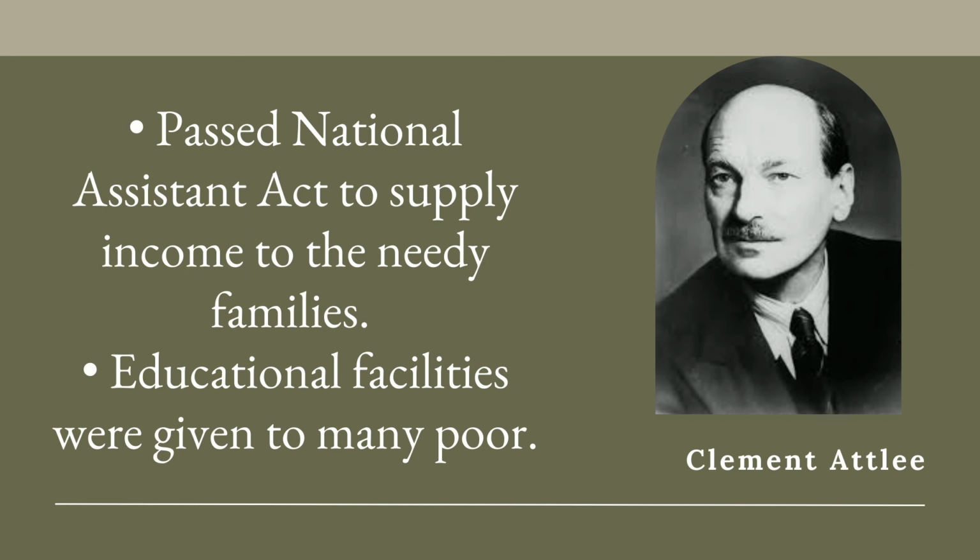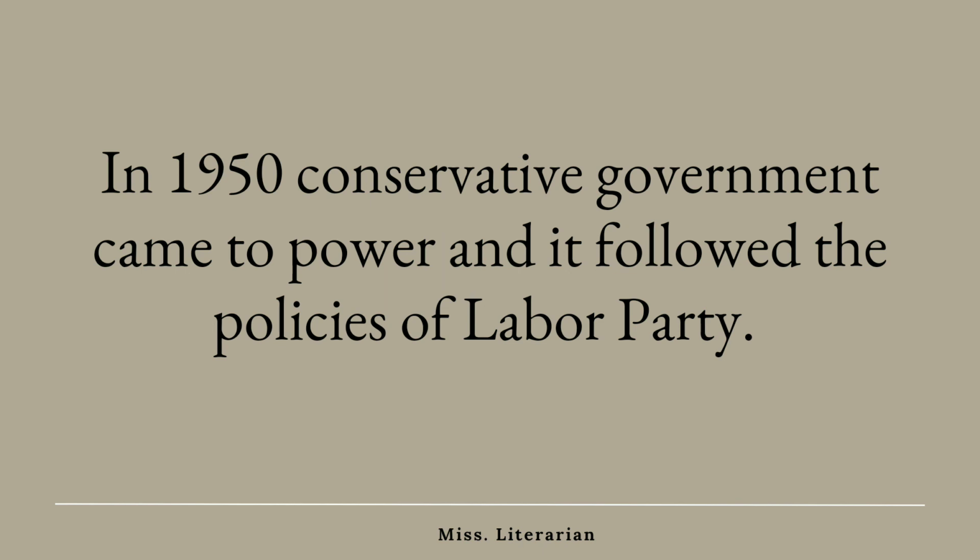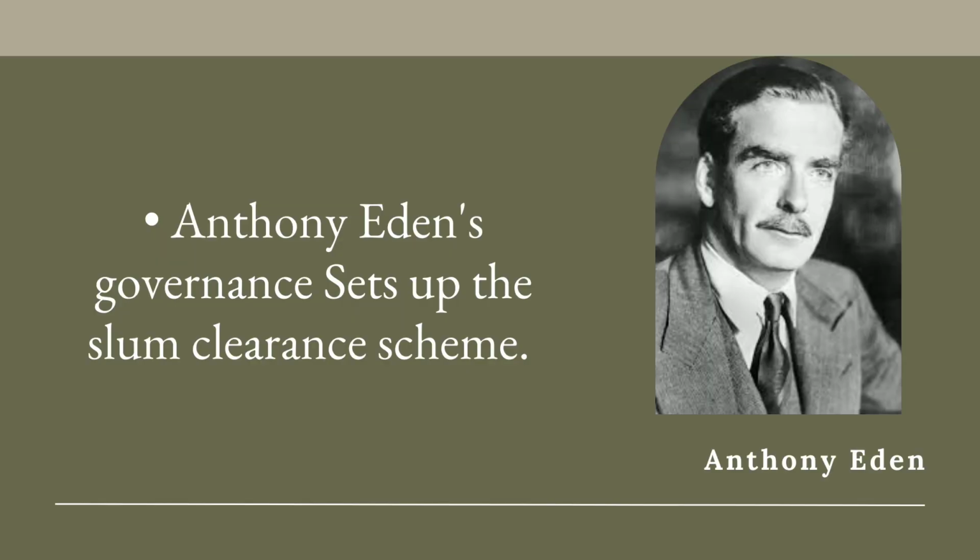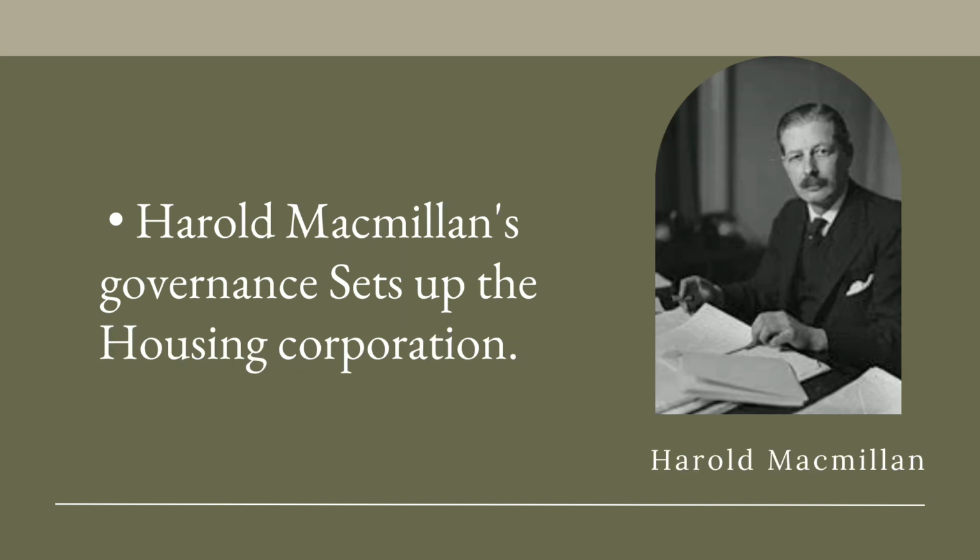In 1950, the Labour Party, that is Clement Attlee's government, went out of power. Even then, the successive Conservative governments followed the policy inaugurated by the Labour Party. To be specific, the Conservative ministry under the leadership of Anthony Eden set up the slum clearance scheme, and afterwards the Macmillan ministry set up the housing corporation. These are the ways the successive governments of Britain prepared England to become a welfare state.